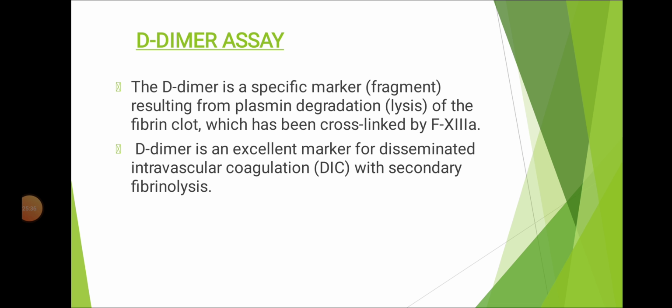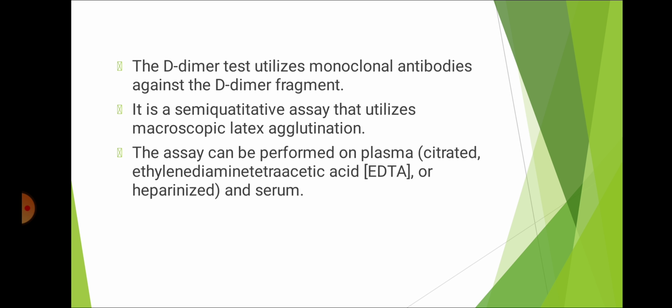Now coming to D-dimer assay. The D-dimer is a specific marker resulting from plasmin degradation, that is lysis of fibrin clot, which has been cross-linked by factor 13A. D-dimer is an excellent marker for disseminated intravascular coagulation with secondary fibrinolysis. The D-dimer test utilizes monoclonal antibodies against the D-dimer fragment. It is a semi-quantitative assay that utilizes macroscopic latex agglutination.